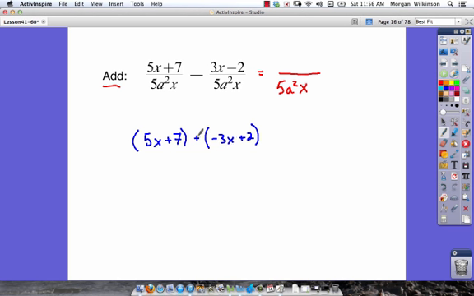We've got 5x plus negative 3x. That's 2x. So we're going to get 2x. And then we've got 7 plus 2. 7 plus 2, that's 9. So we get 2x plus 9 over 5a squared x. Now we could have got the same answer without doing this step in blue, because 5x minus 3x is 2x. And 7 minus negative 2, that must be 7 plus 2, that's 9. We've got our final answer that way. Let's move on to our next problem.